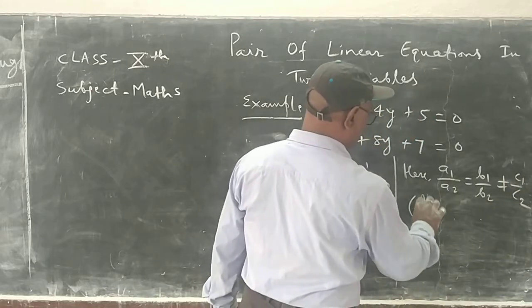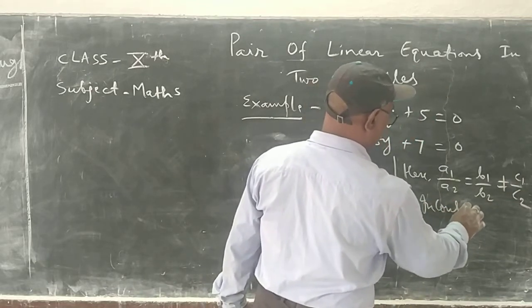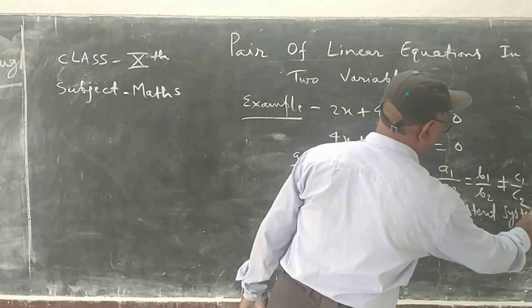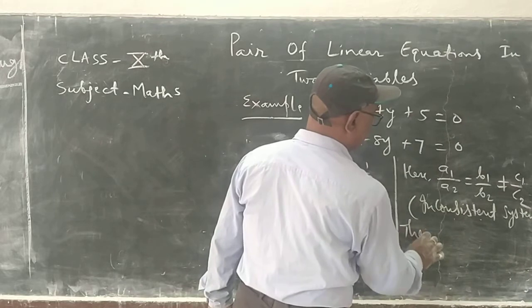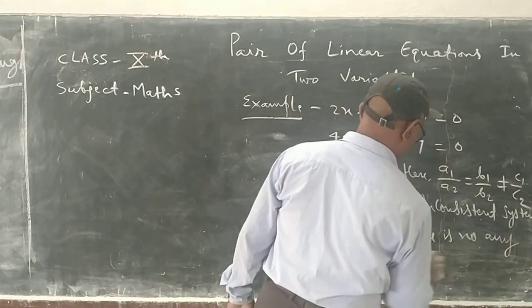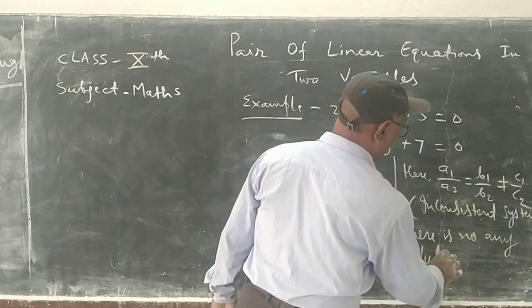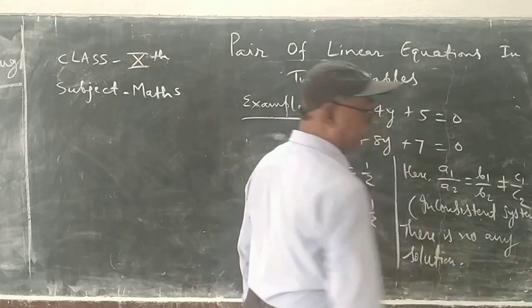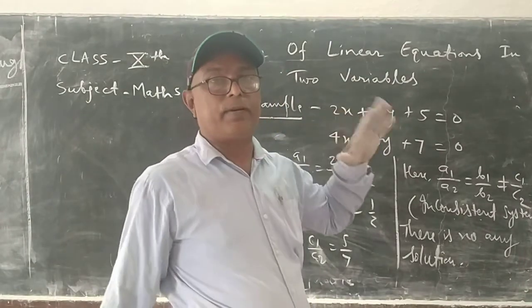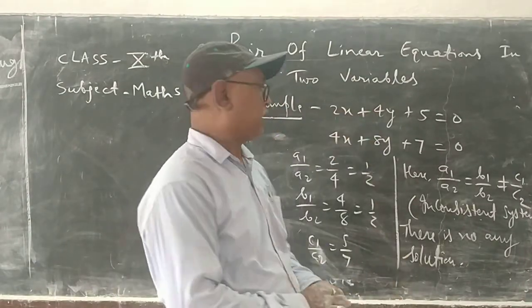Therefore, the system is inconsistent, and there is no solution. If you draw the graph of the equations, then you will get two parallel lines. The graph of the two equations will indicate parallel lines. Okay? Now that's it.